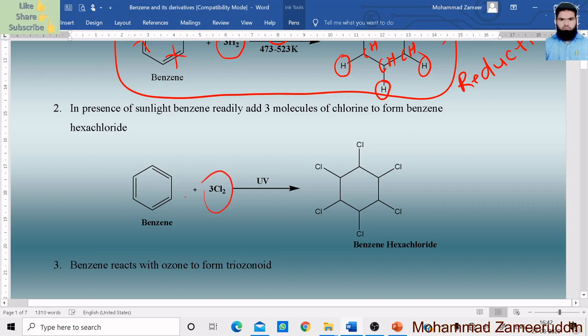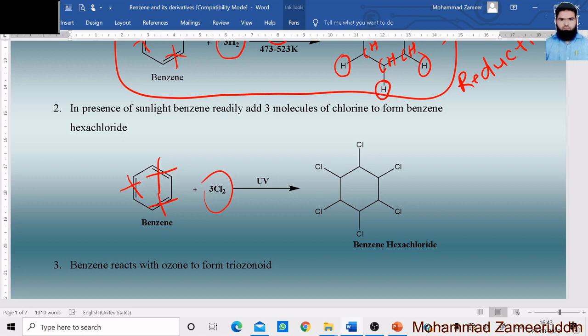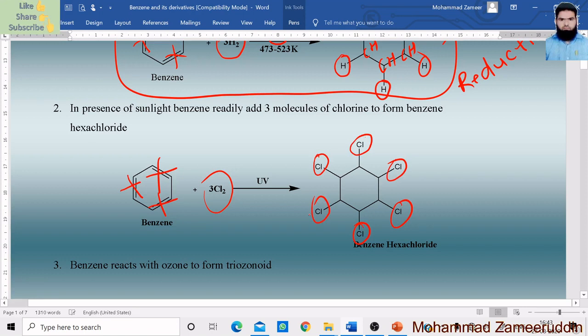3 molecules of chlorine. Chlorine has valency 1, like hydrogen, which also has valency 1. So when the double bond breaks, the atom with valency 1, chlorine, gets added there. So here 6 chlorine atoms are added. It means that it has 3 double bonds. There were 3 double bonds in it, and when the double bonds break, 6 chlorine atoms are absorbed in the structure of benzene. It means that benzene has 3 unsaturated double bonds. Okay, so this is the benzene hexachloride.